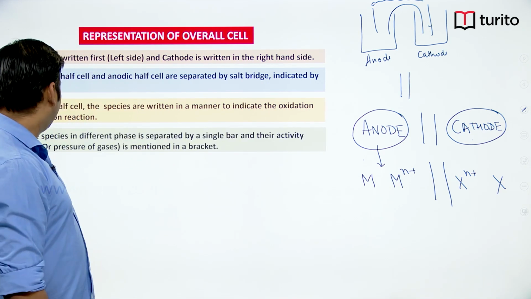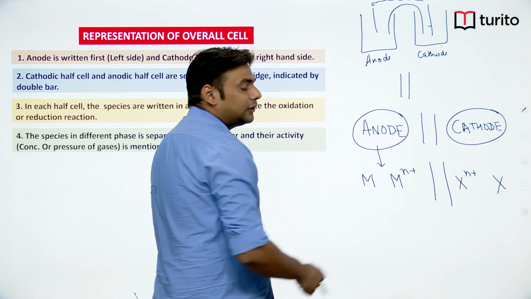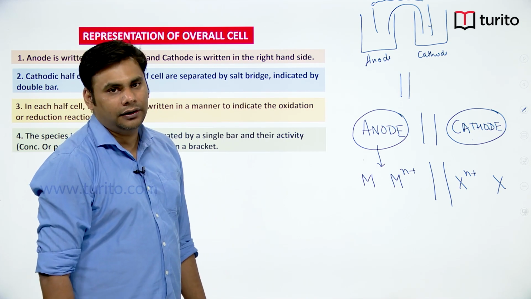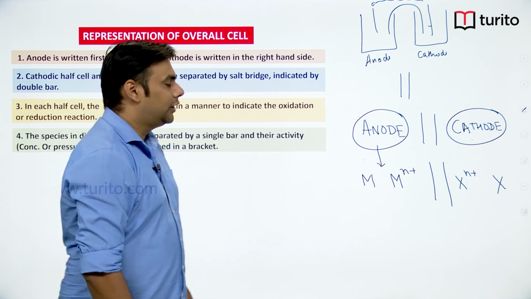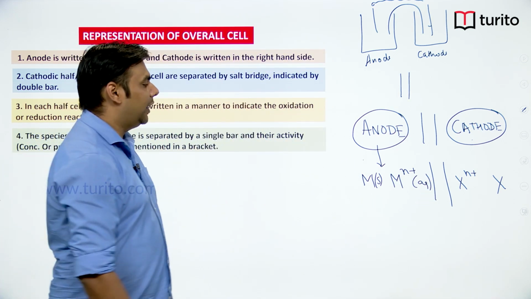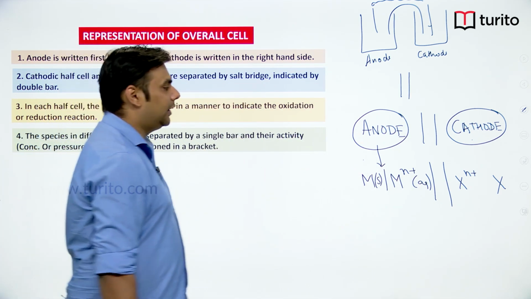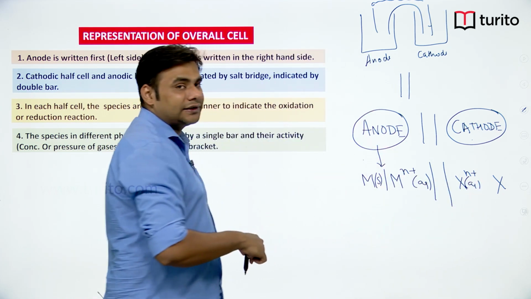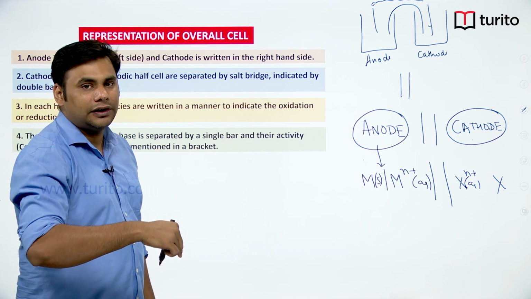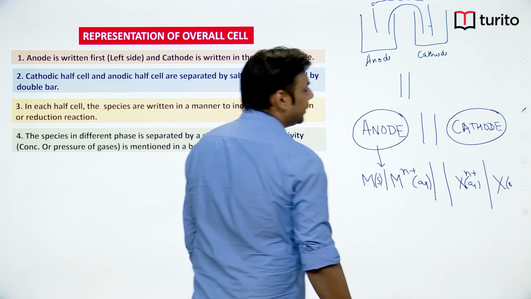Now, while writing the anodic and the cathodic components, if the phases or the states of the two species are different, then we have to separate them by a single bar. Double bar means there is a salt bridge. Now we know that the metal was dipped in a metal ion solution. The metal was in the solid phase and the metal ion was in the aqueous phase, so they have to be separated by a single bar. Similarly in the cathode, X n+ was in the aqueous form, whereas the solid X that was dipped in the solution was in a different state, so they will again be separated by a single bar.